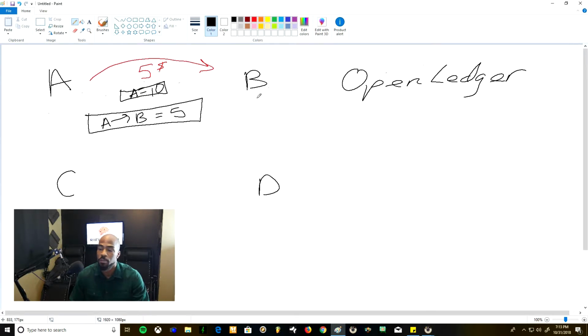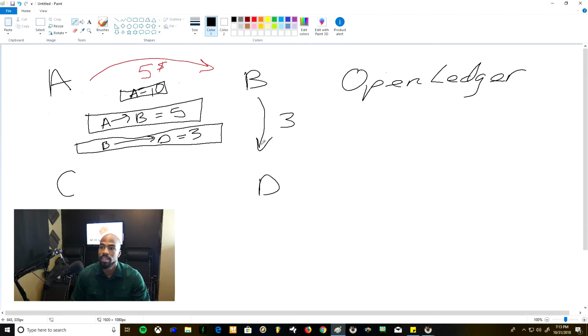So imagine if B wanted to transfer to D $3. That goes on to the open ledger as well, where everybody can see that B transferred to D $3.